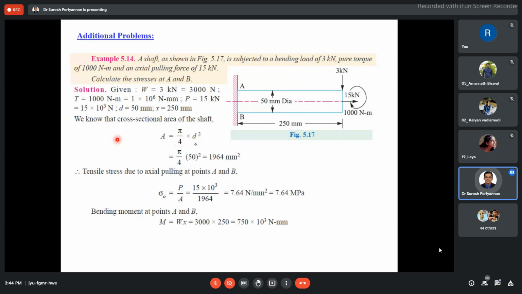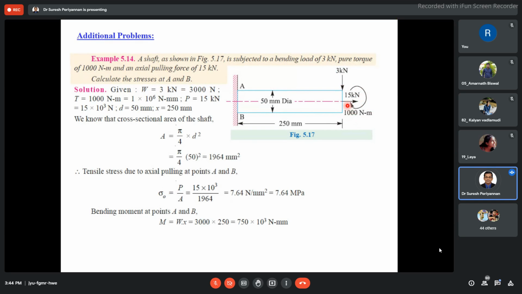Now the cross section is very simple: pi by 4 d square. And what is the direct stress? You can find it out: P by A, which is 7.64 megapascal. Our aim is to find out the stress at A and the stress at B. Before going to the stress at A and stress at B, we have to consider all the components to find out the stresses. What stresses are acting in this component?